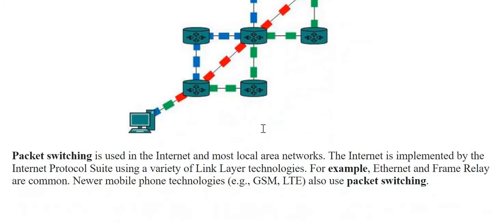So you can see this is the diagram of packet switching. We have seen there are three packets: red, green and blue. The blue packet has traveled through this path, the red packet has traveled through this path, and the green packet travels through this path.